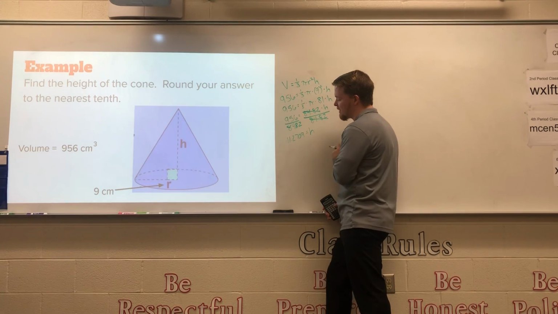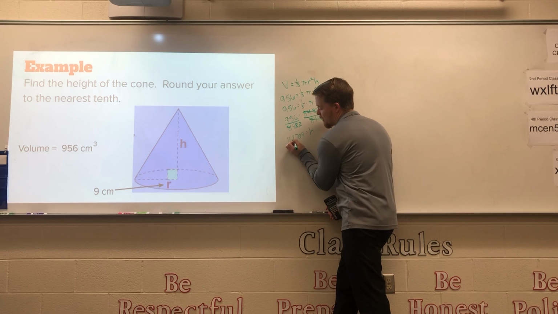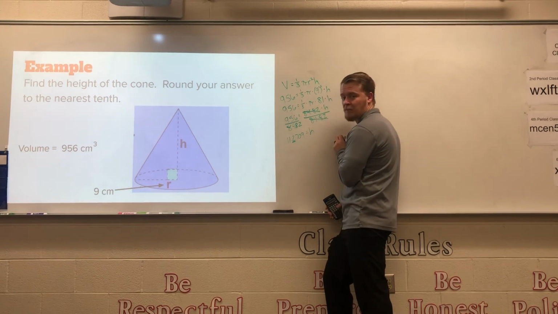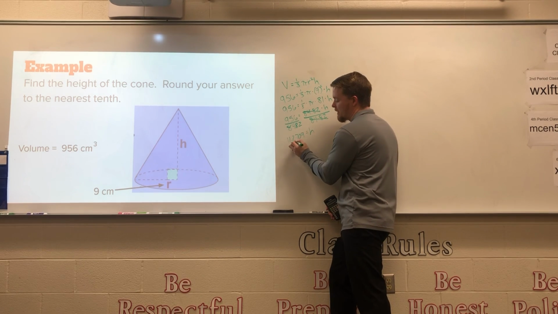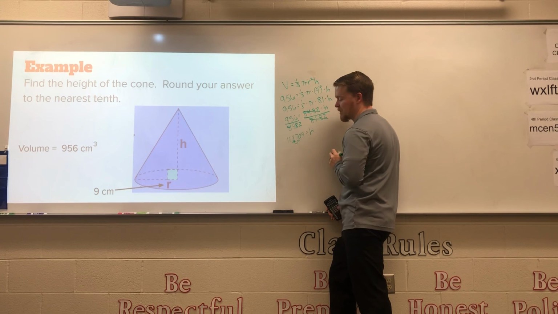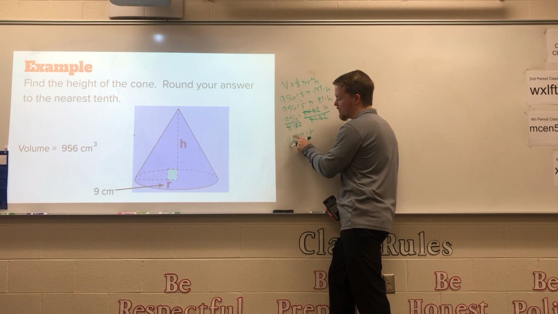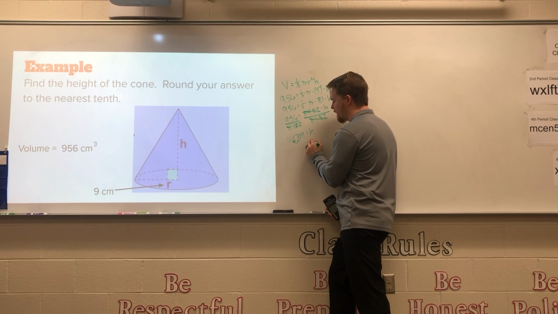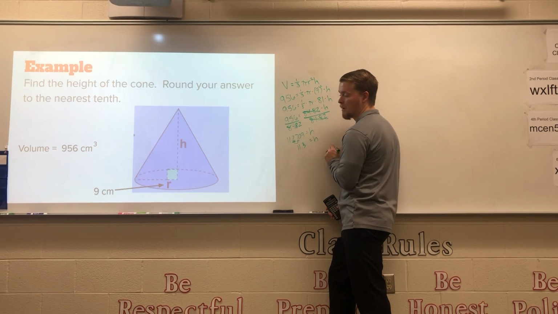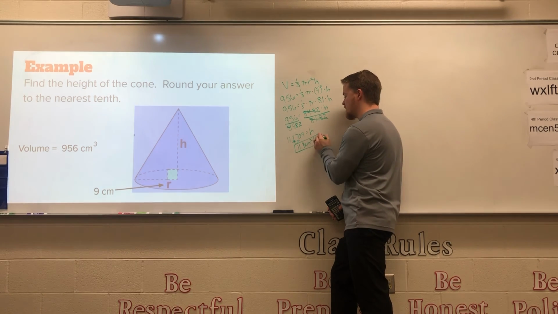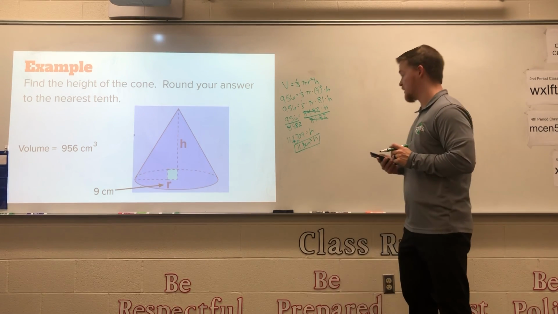So if I'm rounding this to the nearest tenth, I have to underline the tenth spot, which is my 2, and look at the number behind it, which is 7. 7 is 5 or higher, so it tells me to go up with the 2. So that 2 becomes a 3, and my final answer is h equals 11.3 centimeters. So your final answer is h equals 11.3 centimeters.